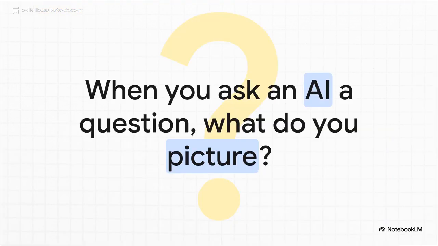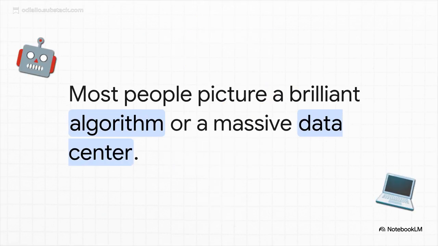Think about it. When you type a question into an AI chatbot, or even just into a search bar, what do you imagine is happening? What's going on the other side of that screen? For most of us, we probably picture some kind of genius algorithm just whirring away, or maybe these massive, endless rows of servers in a giant data center. And yeah, you're not wrong. That's definitely part of it.